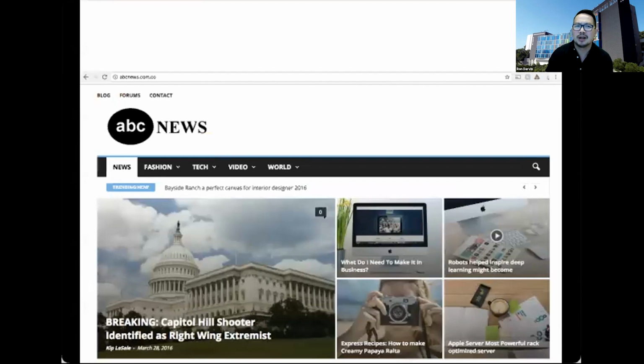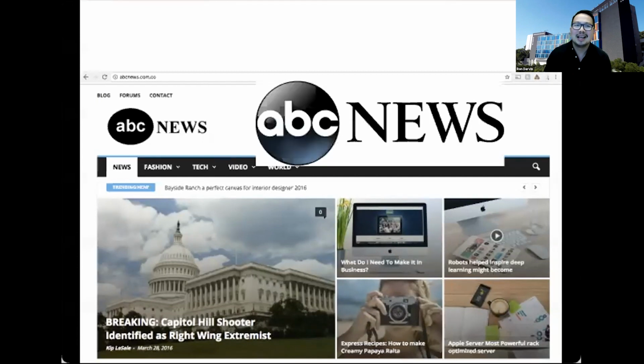Is it legitimate or not? They see ABC News, and they might say, oh yeah, I've heard of ABC News. That must be pretty legit. But it takes a way of looking at images for you to look at that logo and realize that is not the logo of ABC News. This is the logo of ABC News.